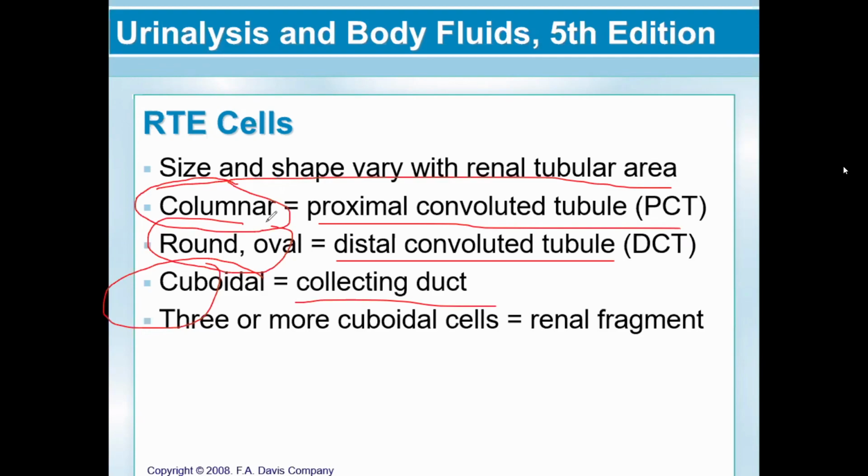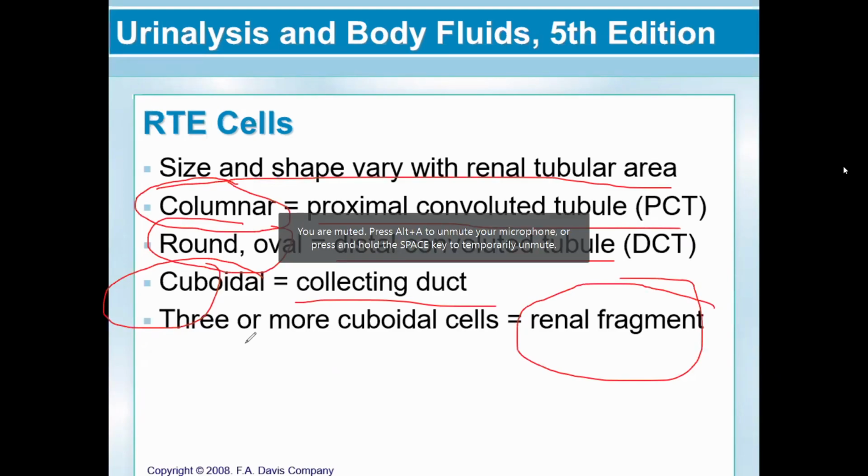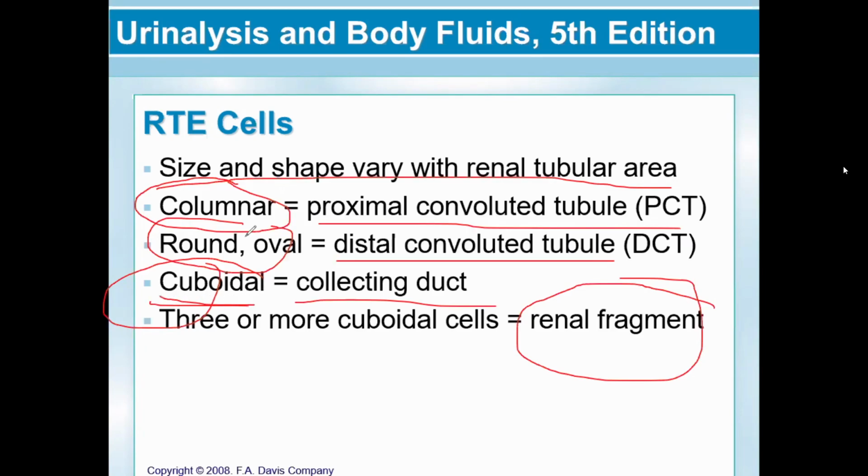So anong gagamitin ulit natin? To identify kung ano nga siya, kung RTE ba siya or urothelial, yung kanyang nucleus. If it's eccentric, then that's your RTE coming from your DCT. So, presence of 3 or more cuboidal cells, we call these your renal fragments. So, madalas tayo nakakakita ng clumps of RTE, lalo na sa mga cuboidal cells natin na RTE, not with your columnar and your round.